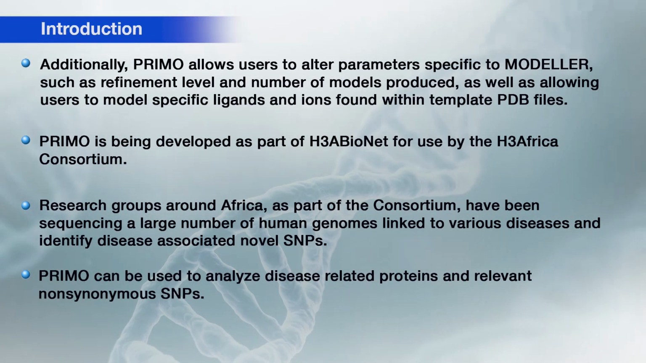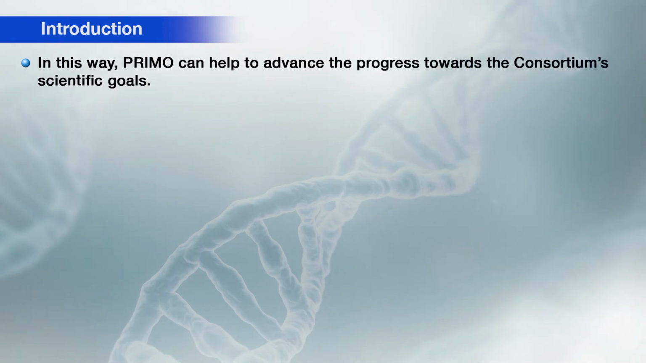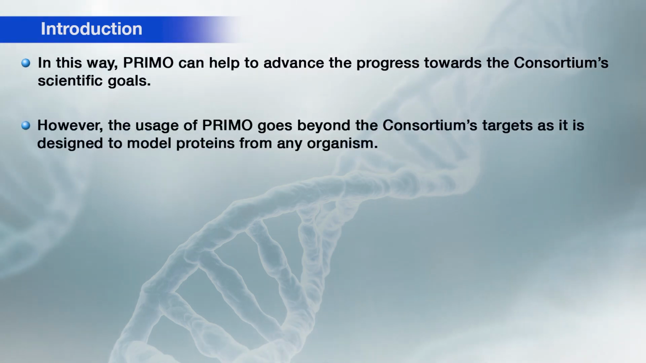PRIMO can be used to analyze disease related proteins and relevant non synonymous single nucleotide polymorphisms, known as SNPs. In this way, PRIMO can help to advance the progress towards the consortium's scientific goals. However, the usage of PRIMO goes beyond the consortium targets as it is designed to model proteins from any organism.